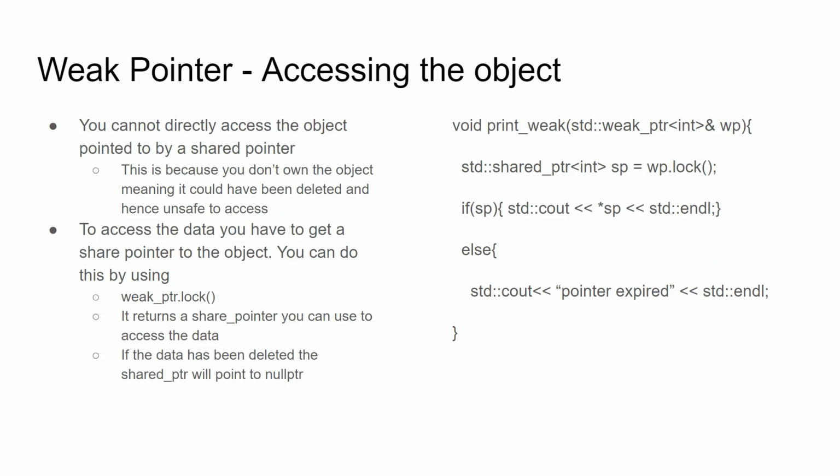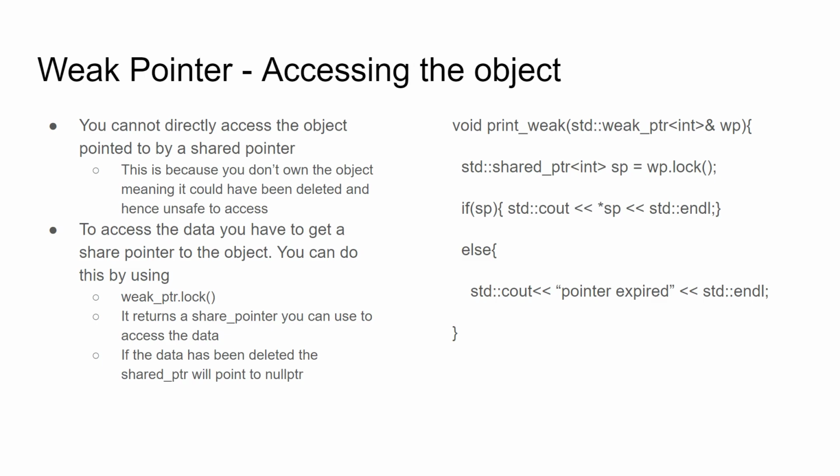Now, with the weak pointer itself, you cannot directly access the value that's pointed to because it may be deleted or it may not, because you don't own it at all. So what you have to do is get a shared pointer to that object. The way that you do that is you call lock. What lock is going to do is give you back a shared pointer to that data. But if that data has already been deleted, you will instead get back a null pointer. So if we wanted to print this weak pointer, we lock the weak pointer to get a shared pointer to that data. And if that pointer is not null, we can print it out. Otherwise, that pointer is expired and that data has already been deleted and we can't do anything with it.